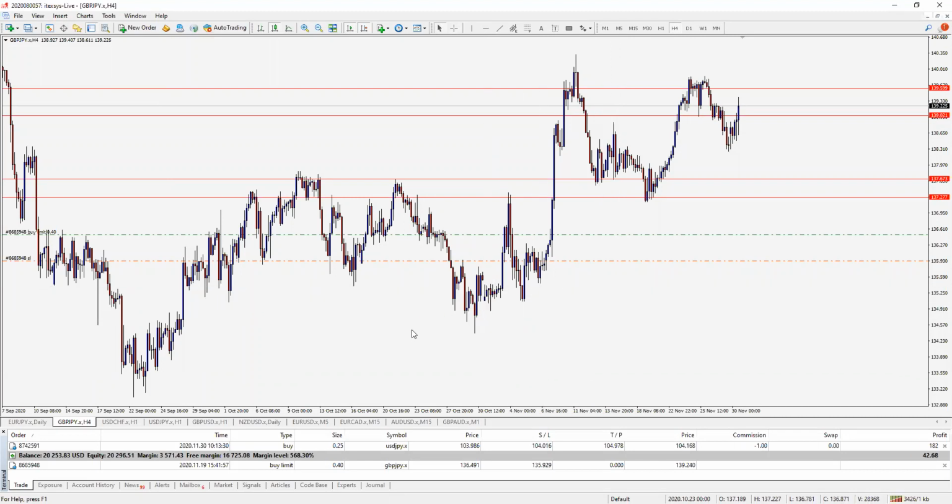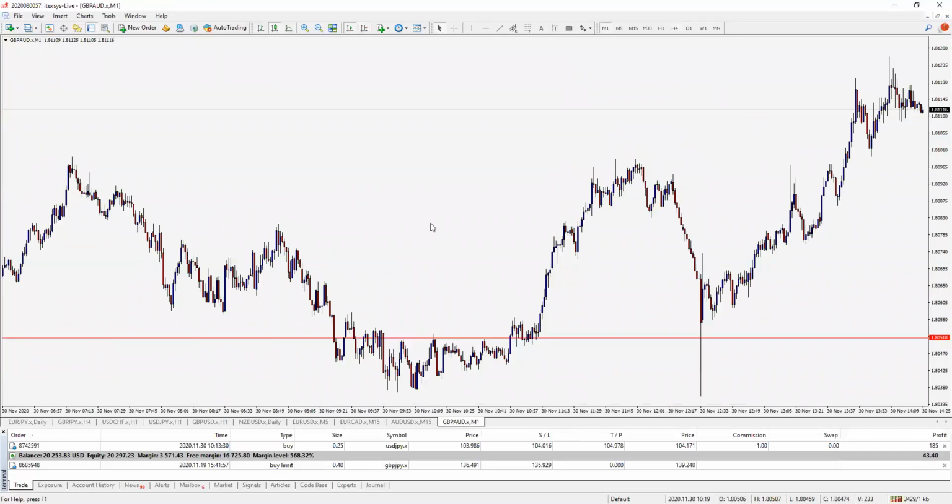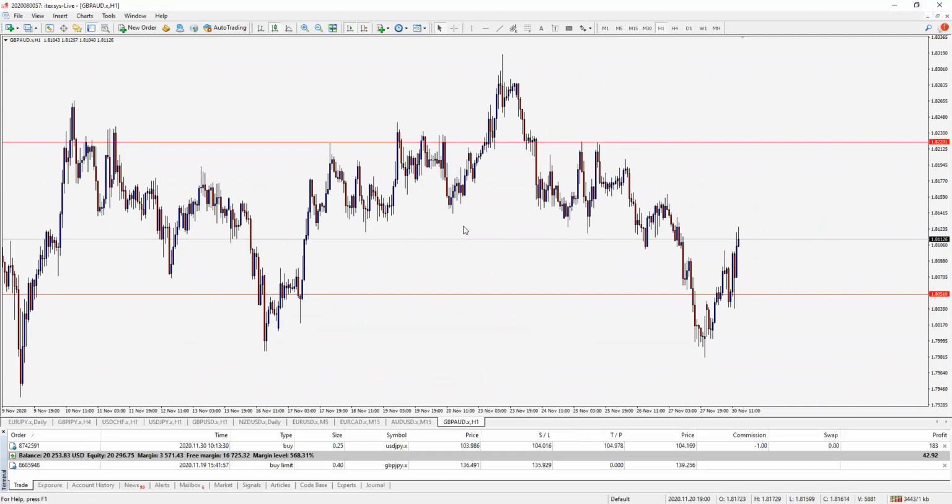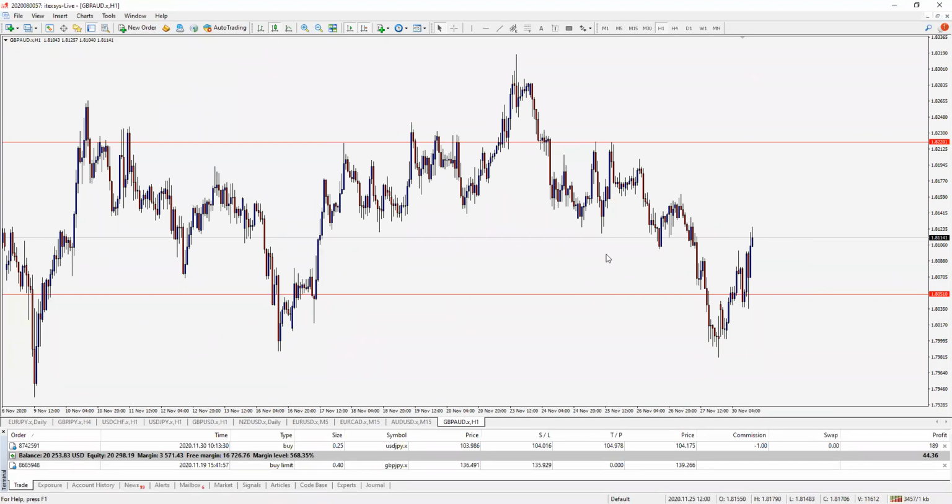GBP against the Aussie in a supply area. Okay. Which time frame? H1. Let's take a look. This is the H1. So if you mean by this, not the perfect one, but there is a level here where we will probably see a reaction. I mean, there is a reason we see a reaction now.